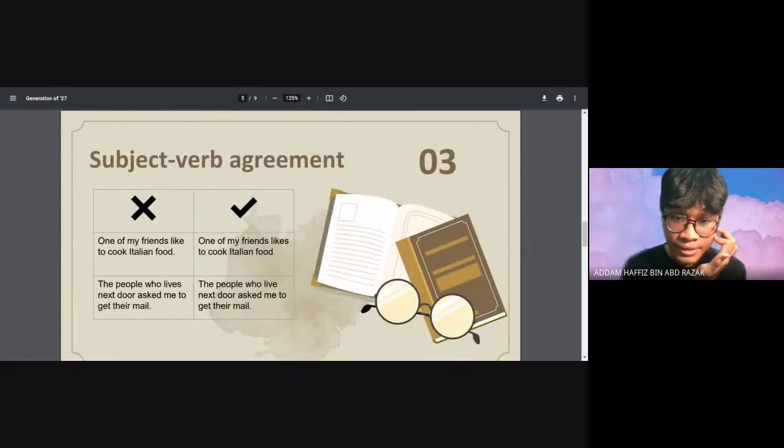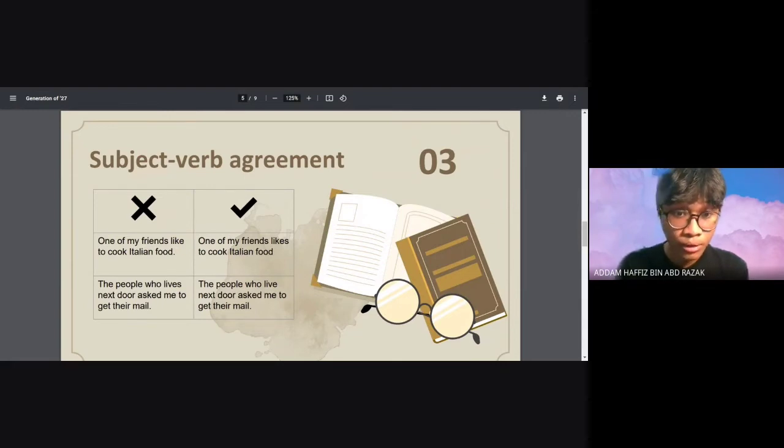Next is subject-verb agreement. Subject-verb agreement means that a subject and its verb must be both singular or both plural. A singular subject takes a singular verb, and a plural subject takes a plural verb. So here, the first sentence is, one of my friends like to cook Italian food. This sentence is incorrect because the subject one, which is singular, doesn't match with the verb like, which is plural. So the correct one is, one of my friends likes to cook Italian food.